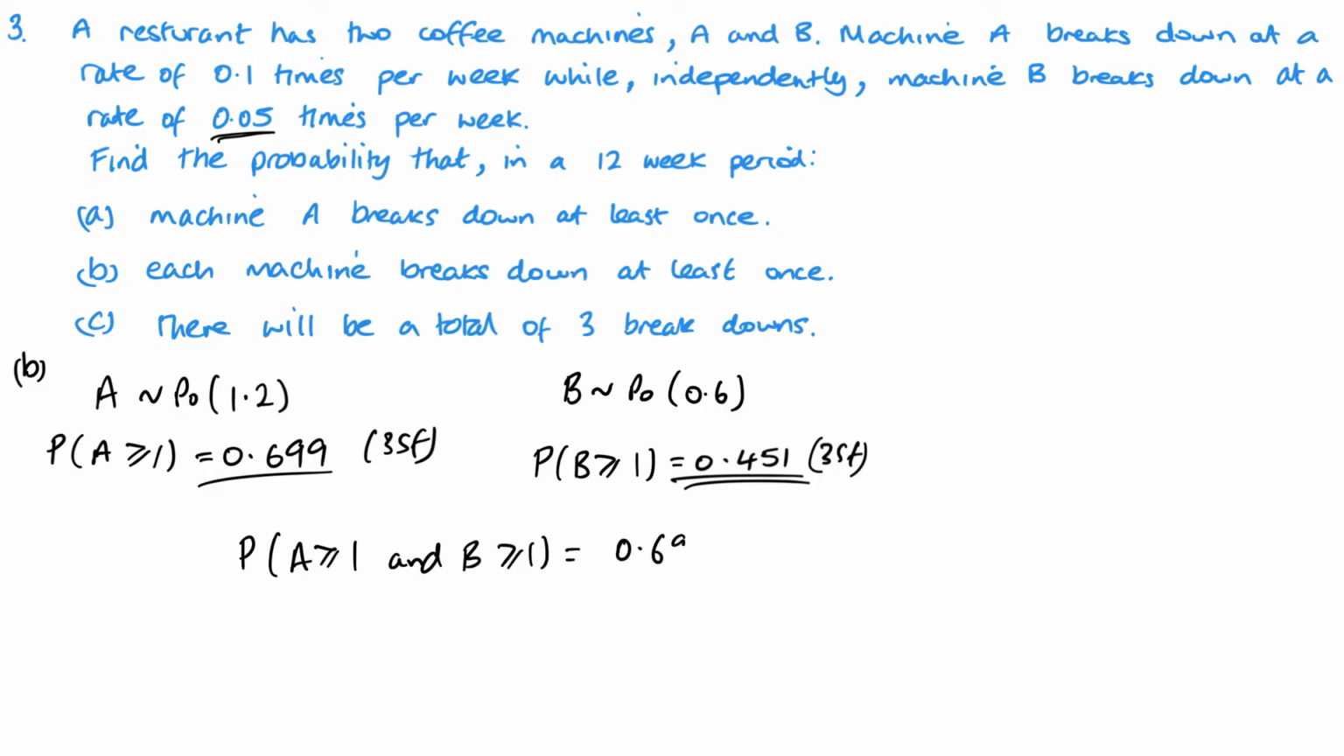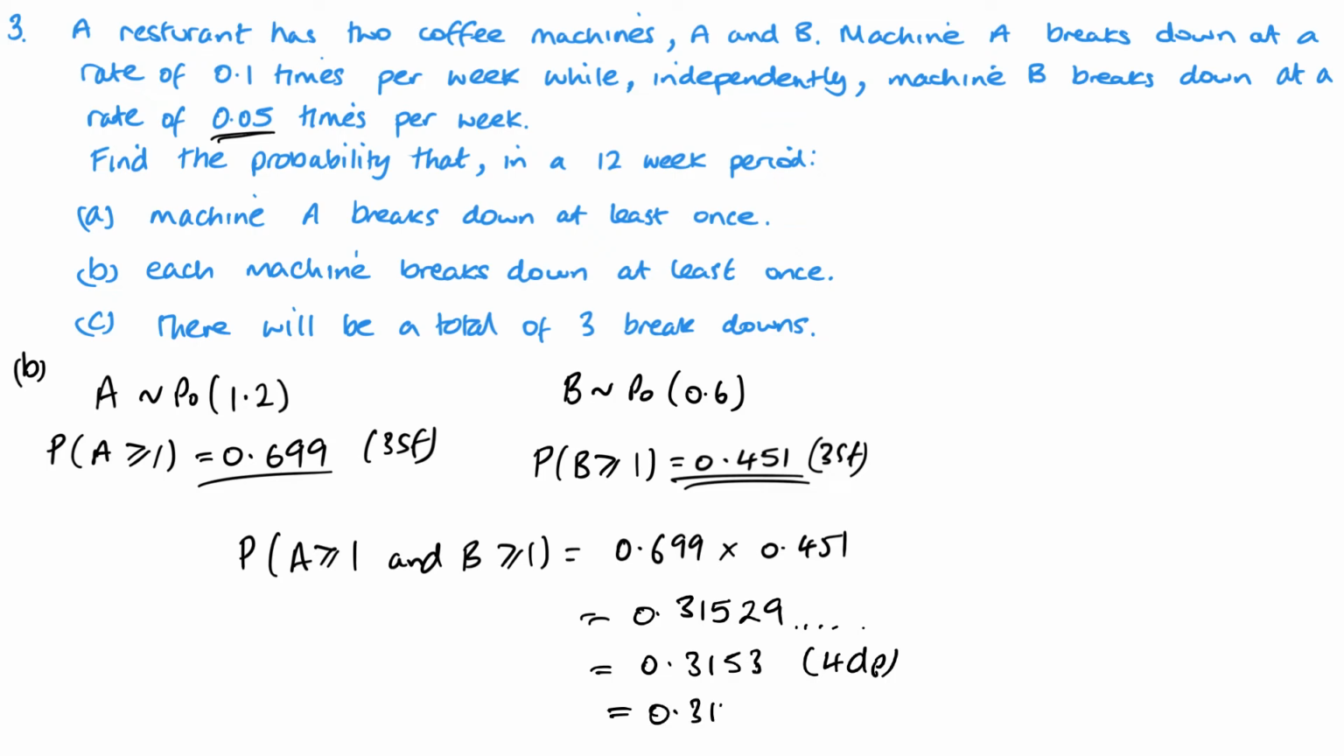So that's my 0.699 times by 0.451. Now, of course, you need to use the full values of these. If you don't, you'll obviously have a rounding error. And that gives me 0.31529, and it goes on and so on. So we get 0.3153 if you did it to 4 decimal places, or as we've done a number of times, 0.315 to 3 significant figures.